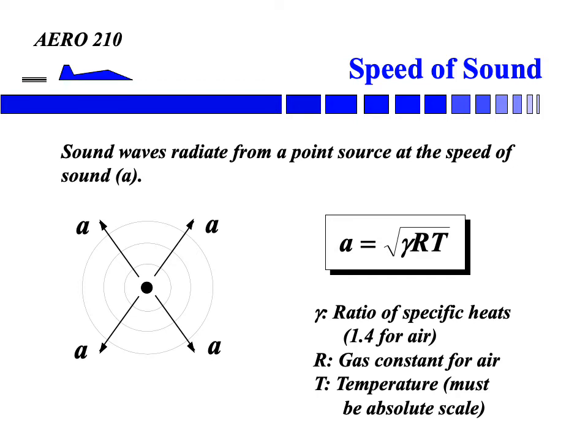The equation is that the speed of sound is equal to the square root of gamma times R, the same R we used in the perfect gas law, times the absolute temperature. And gamma is the ratio of specific heats that you probably learned about in chemistry: the specific heat at constant pressure divided by the specific heat at constant volume for a gas. And that value is 1.4 for air. And don't forget to use absolute temperature in this equation and in the perfect gas law.